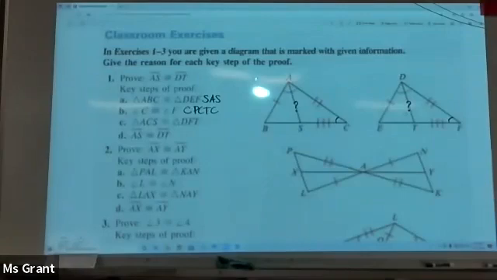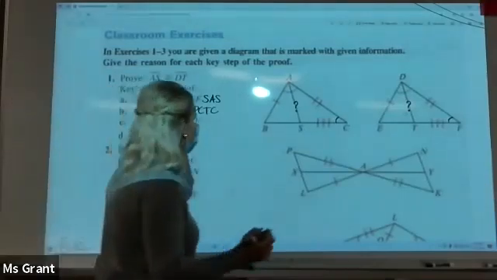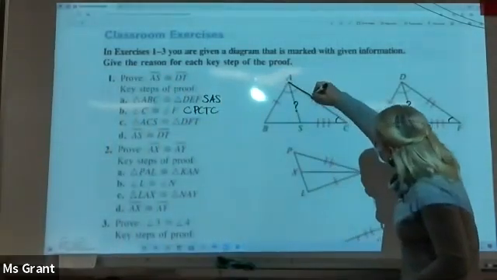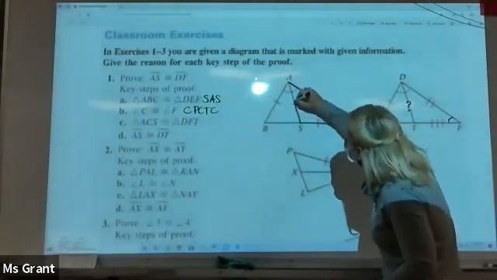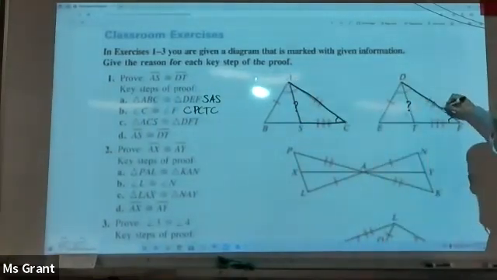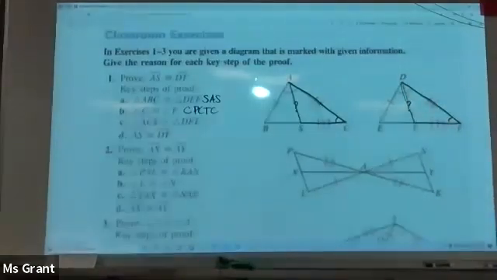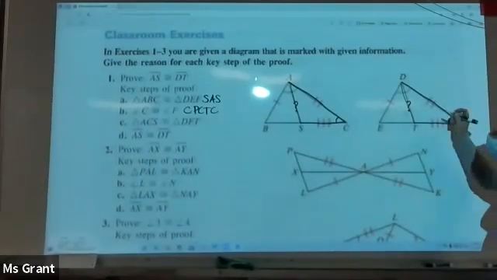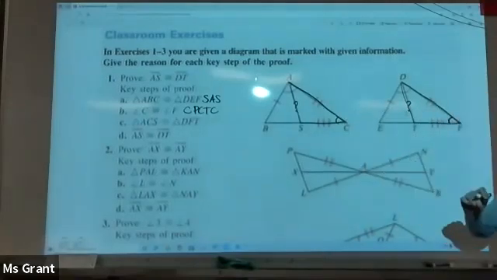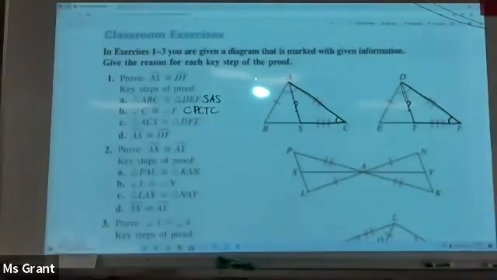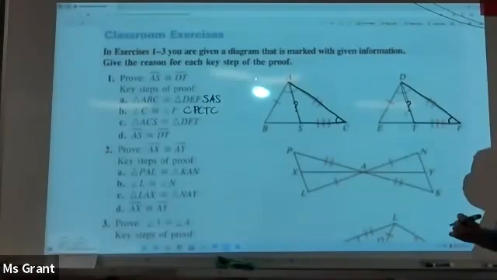Now I only care about ACS, this one, and DFT. With everything I know, how would I prove those 2 are congruent? Look at the red lines and my new info. Side angle side. Good job.